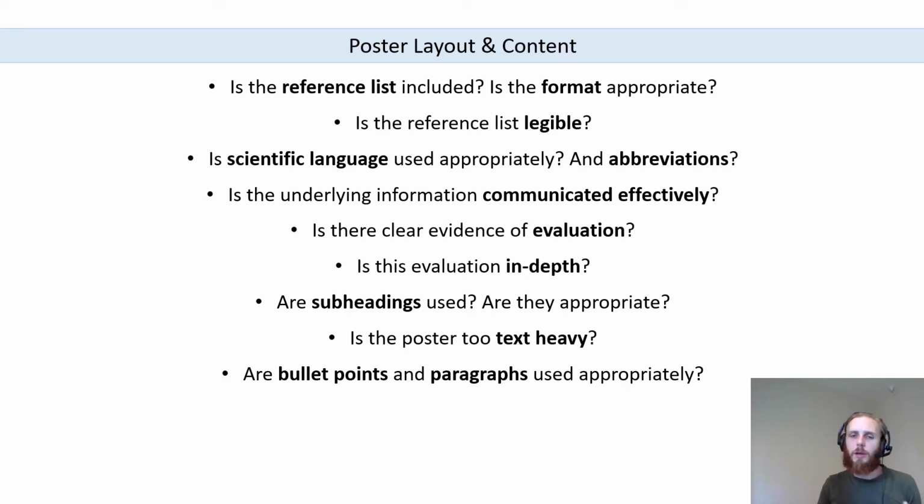Again, it's a good way to break up any blocks of text you have, rather than just having a couple of paragraphs of chunks of information. How about breaking that information up into bullet points? Just something to think about.